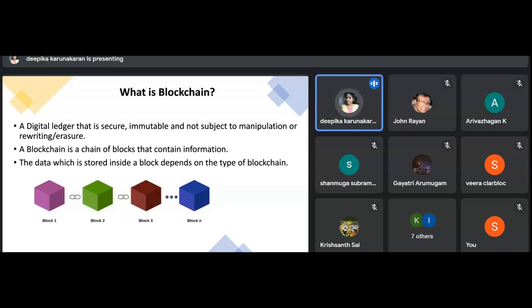The blockchain is a digital ledger that is very secure and immutable, and we cannot manipulate anything by rewriting or erasure on the blockchain. A blockchain is a chain of blocks that contains information. The data we store in the blockchain depends upon the type of blockchain. For example, transactions based on Bitcoin will be stored on the Bitcoin blockchain. For Algorand and Ethereum, it will be different.